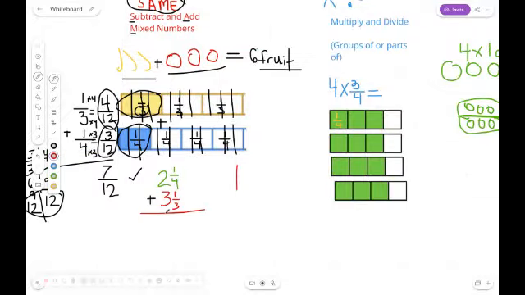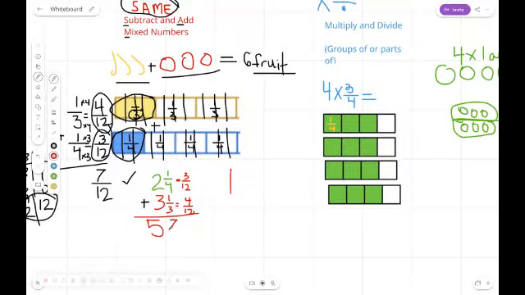Well, I have 2 wholes plus 3 wholes. That's going to be 5 wholes. And then I can just change the fraction part to a common denominator. Well, I just did that up here, and so I know this is going to be 3/12. And this part is going to be 4/12. So all together, I would have 5 and 7/12.